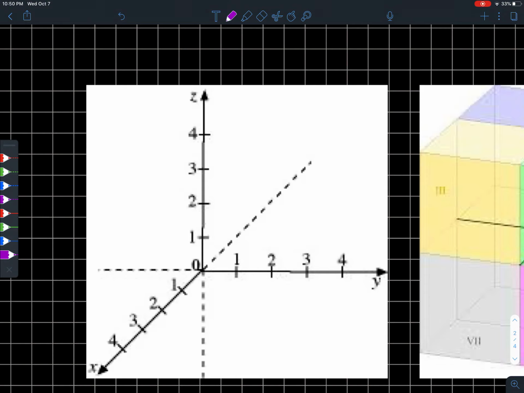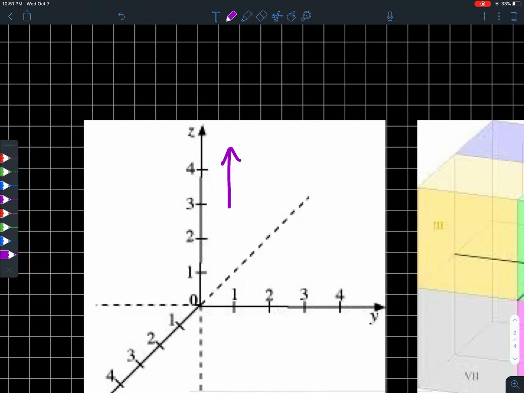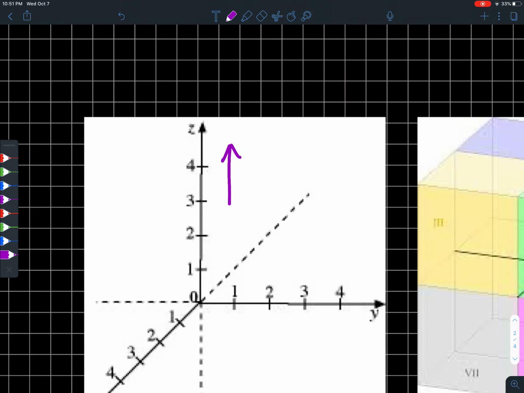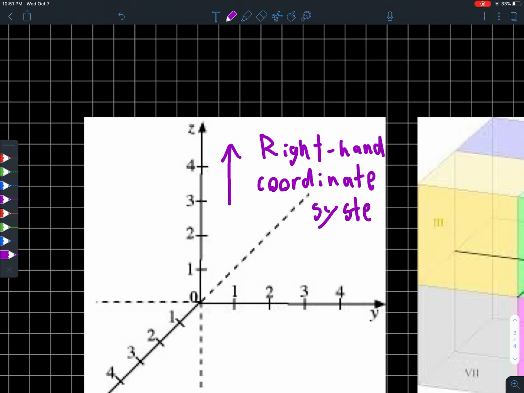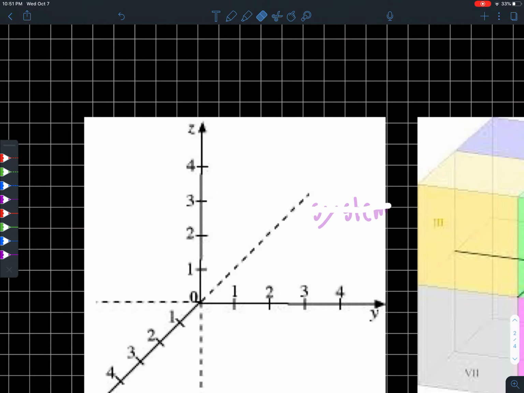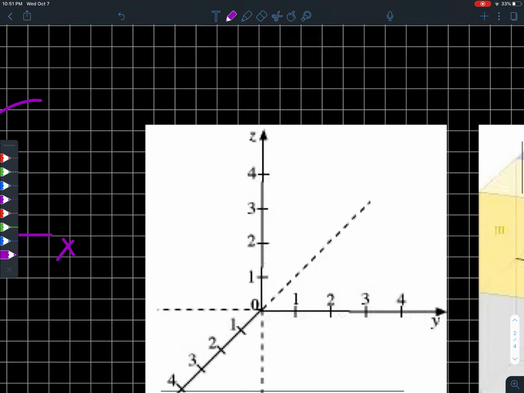So why does the Z point this way and not this way? Well, it could point either way, but we choose to make it point up for reasons we will talk about later. Because it points up, that makes our coordinate system a right hand coordinate system. That is a coordinate system in which we can use the right hand rule, which we will talk about later when we talk about vectors. We will ignore that for now. All right.